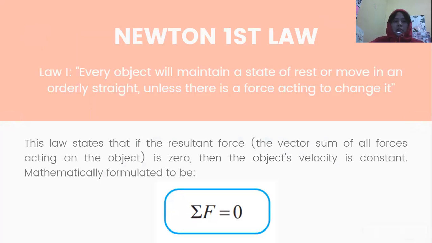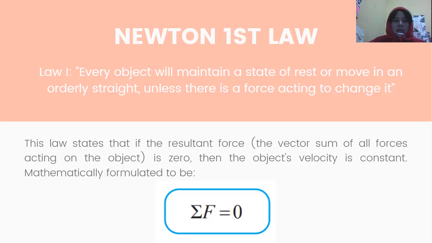And the next one is Newton's first law. The first law says that every object will maintain a state of rest or move in an orderly state unless there is a force acting to change it. So it means that in the first law, every body starts at zero, and it will have force when you give any force to it.